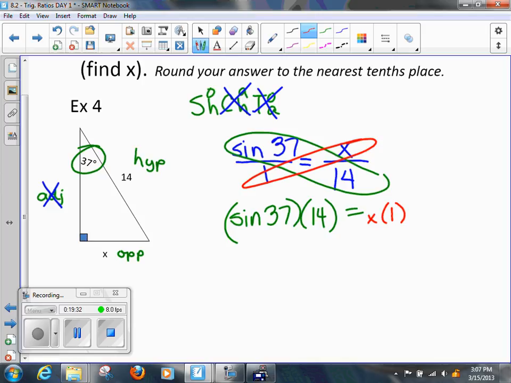Why do I have to put the sine in there? Because we have to find the sine of that angle. That's just part of it. We got to do it. Okay? Now, hold up. Put in your calculator. Sine of 37.